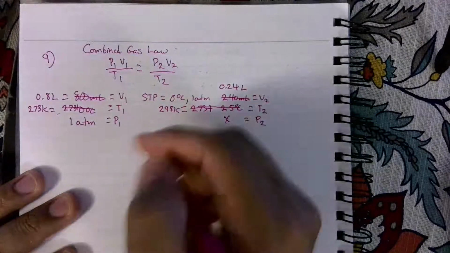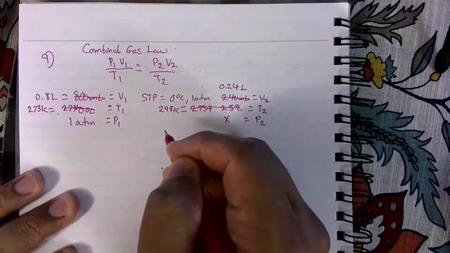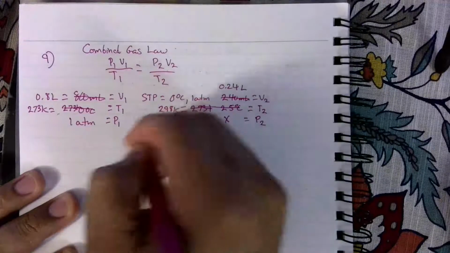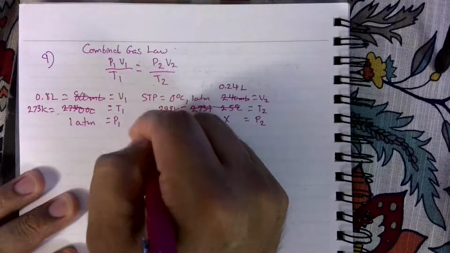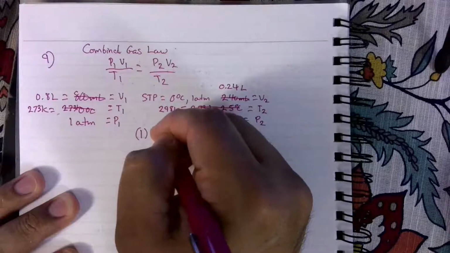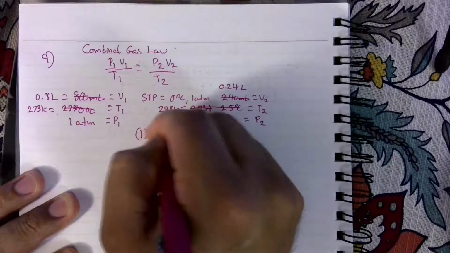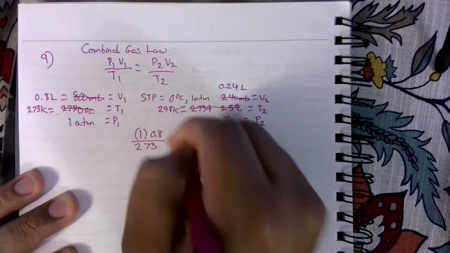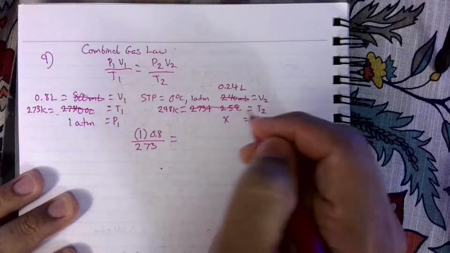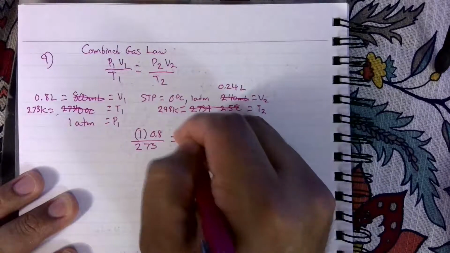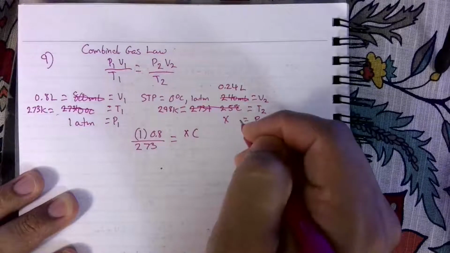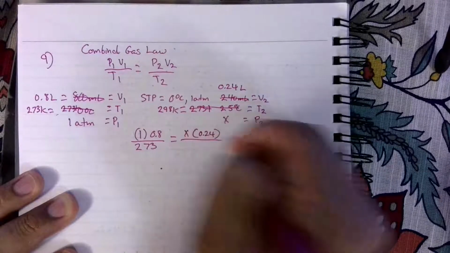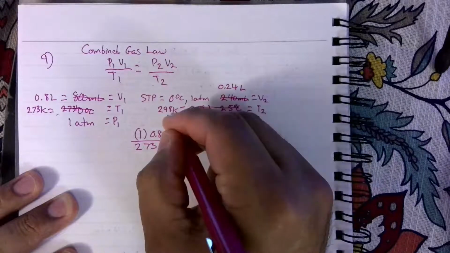Now we can plug it in and see what we have to do mathematically to solve this problem. Our pressure 1 is 1 atm, so that's 1 in parentheses, times our volume 1, which is 0.8, divided by our temperature 1, which is 273. That is going to equal, on the other side, our pressure 2, which is unknown, so that's x, times our volume 2, which is 0.24, divided by our temperature 2, which is 298 Kelvin.